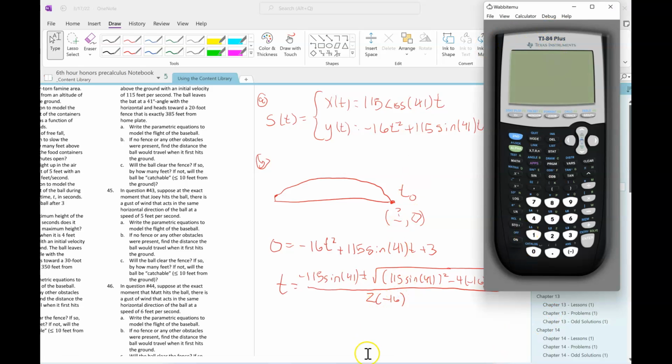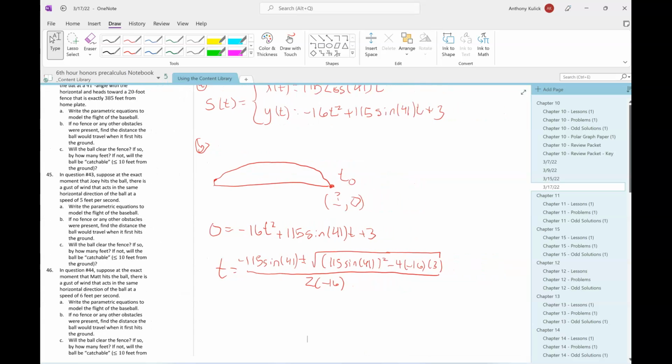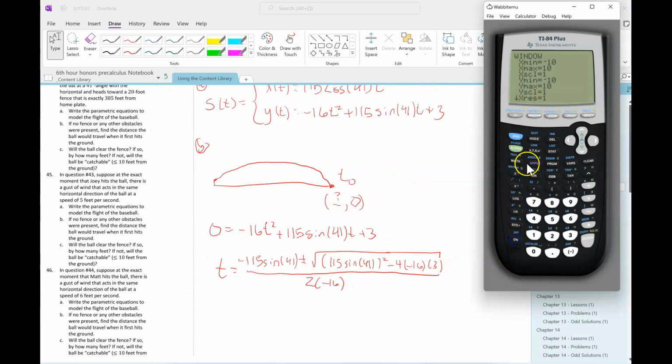When I type this into my calculator, my recommendation for you is to use the fraction command. So I'm going to do alpha y equals and then pick the first option. And I'll do negative 115 sine 41. I can't do a plus or minus on my calculator, so I'm going to have to pick one or the other and then do the other one.